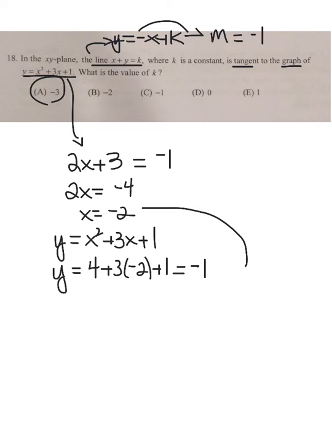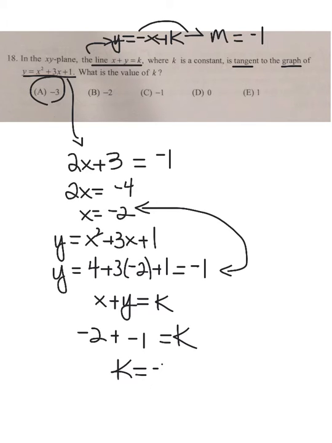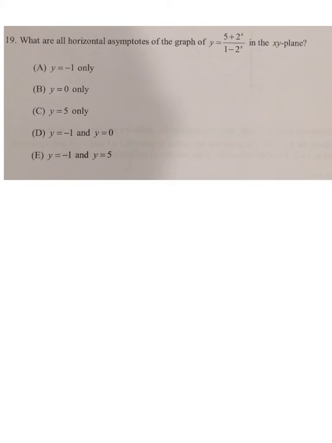So I'm going to take these two values, and I'm going to look back at the line that they gave me, which was x plus y equals k. Well, I know x is -2. I know y is -1. And that would be my k value, which is going to be -3. The answer is choice E.